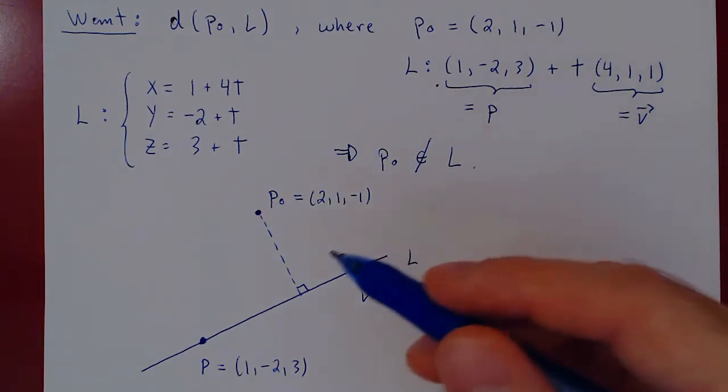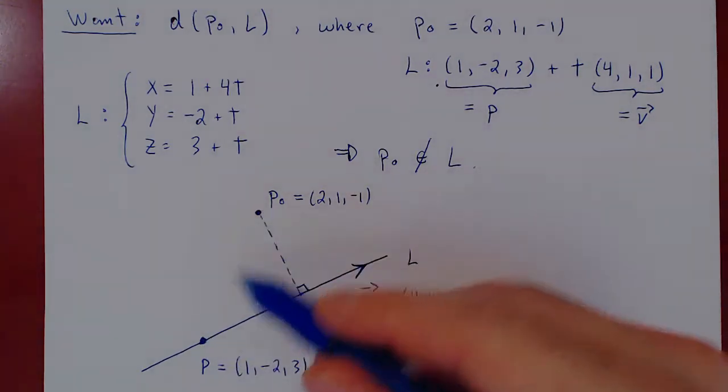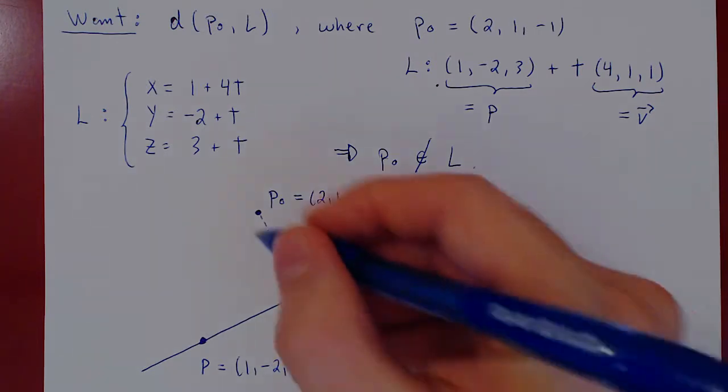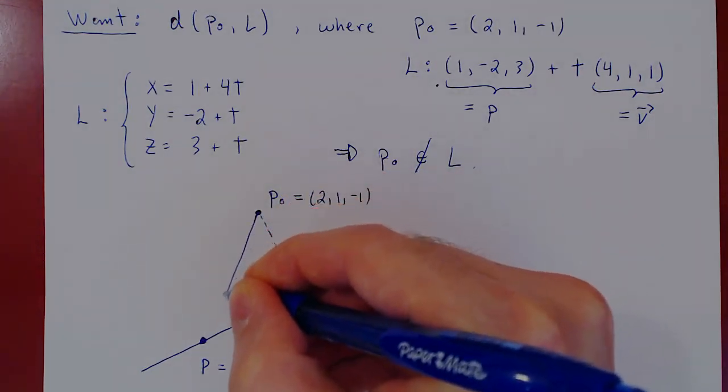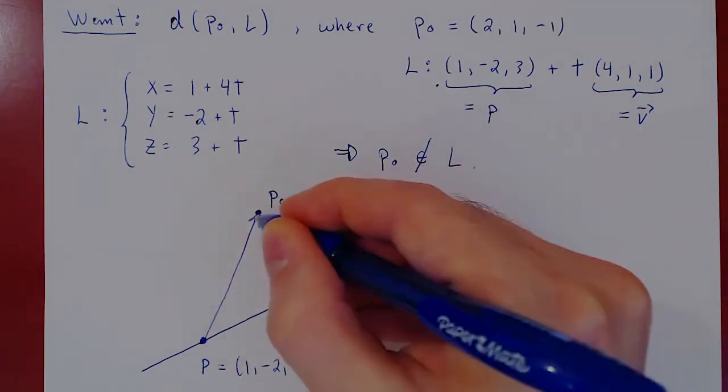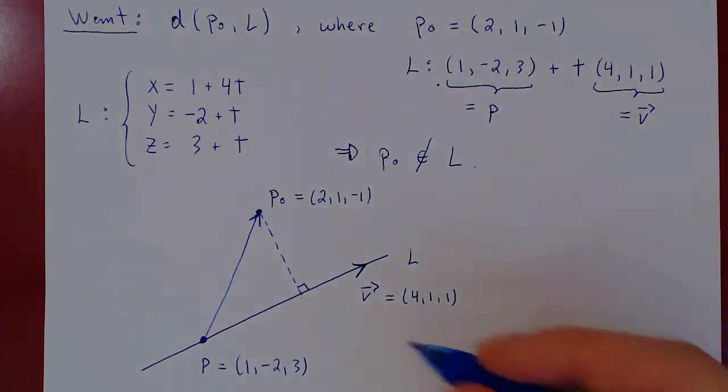Now, let's produce two different solutions to this problem. A natural idea here is to connect P and P naught to form the vector P, P naught. Let's do so. And I will call this vector vector U.